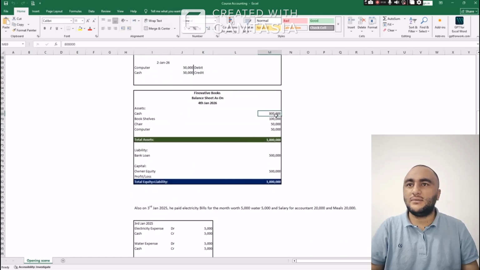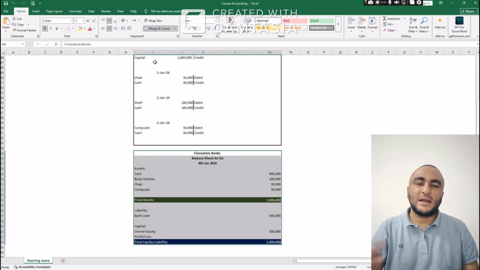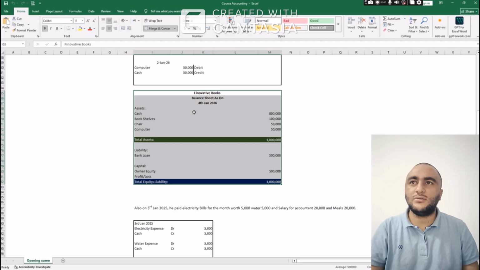You can see here we have made a balance sheet, 800,100, and it's 1 million again. So this is matching in Odoo. You can practice the same in Odoo, in Excel, so you can understand how the balance sheet builds up.